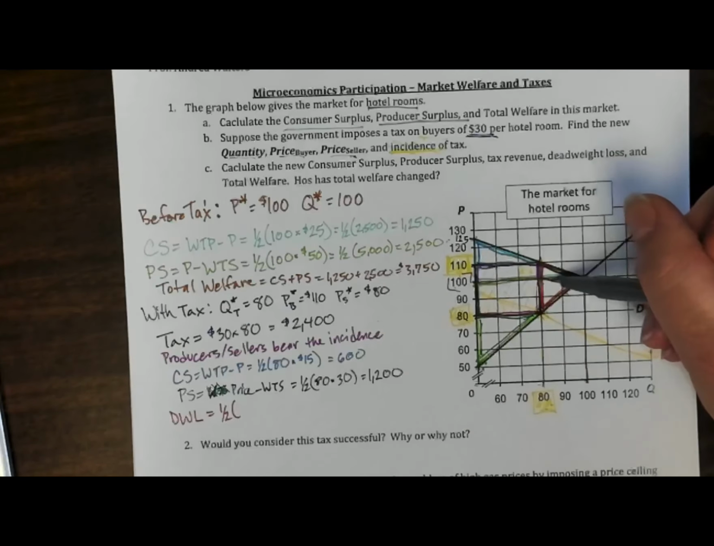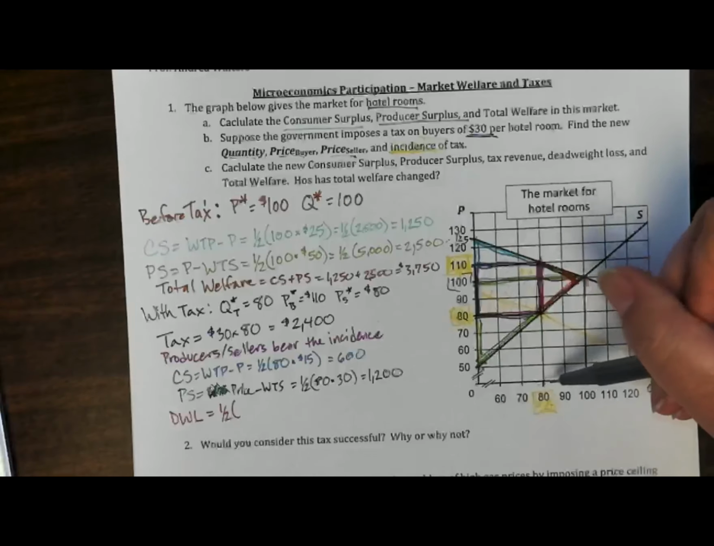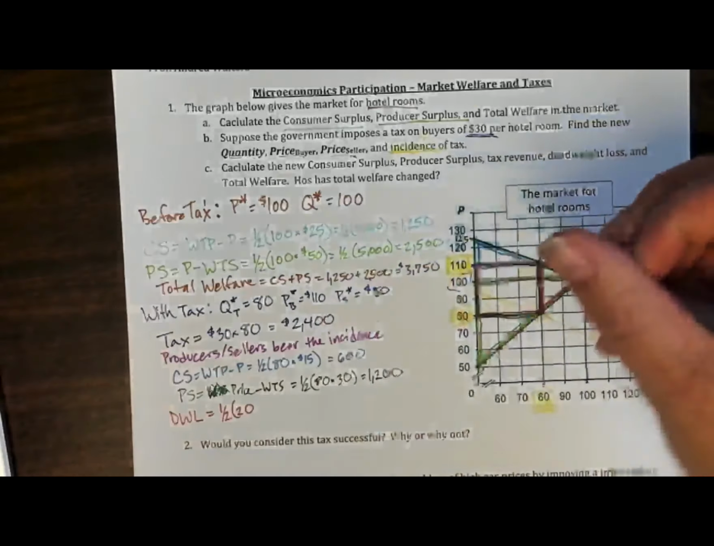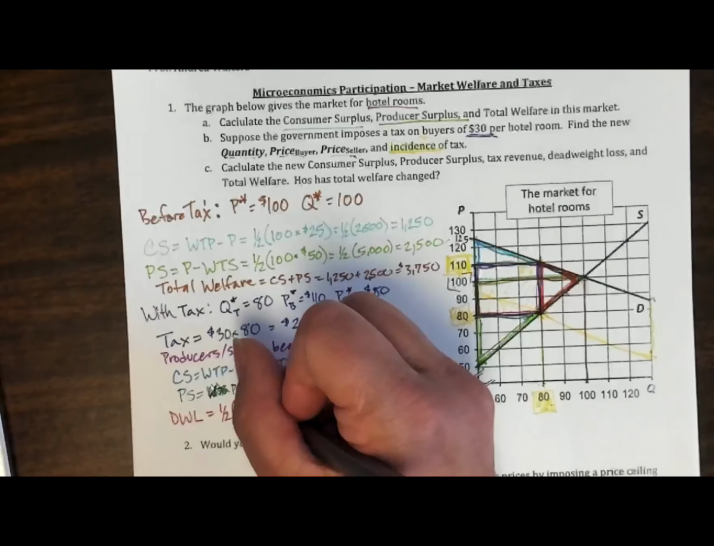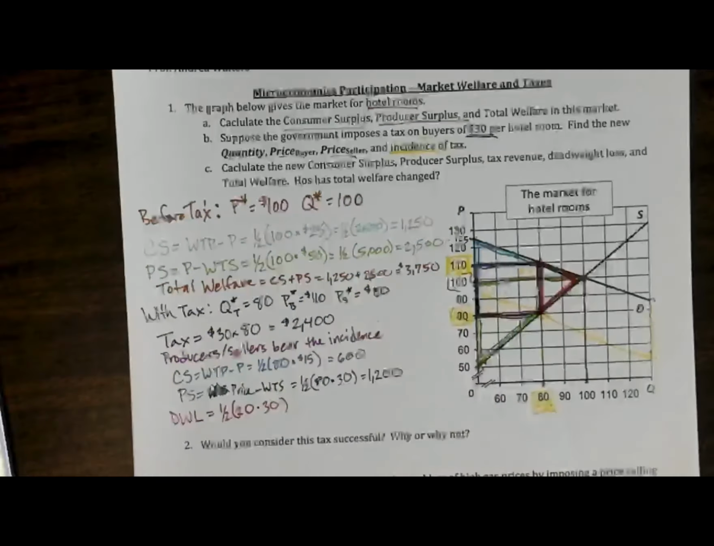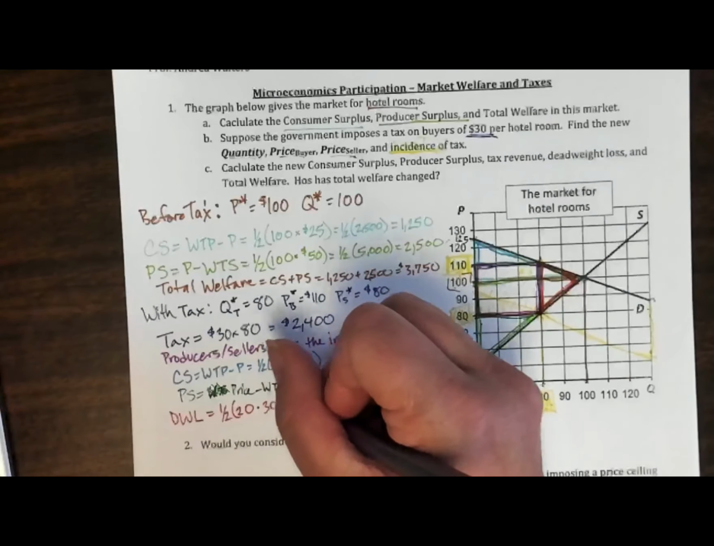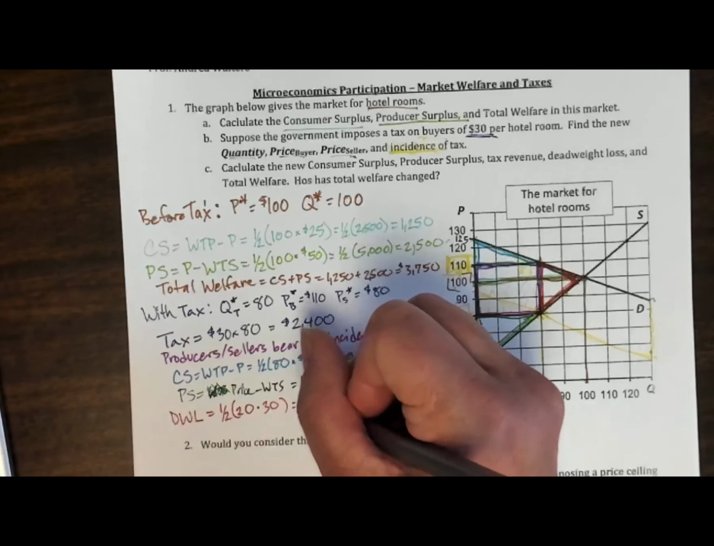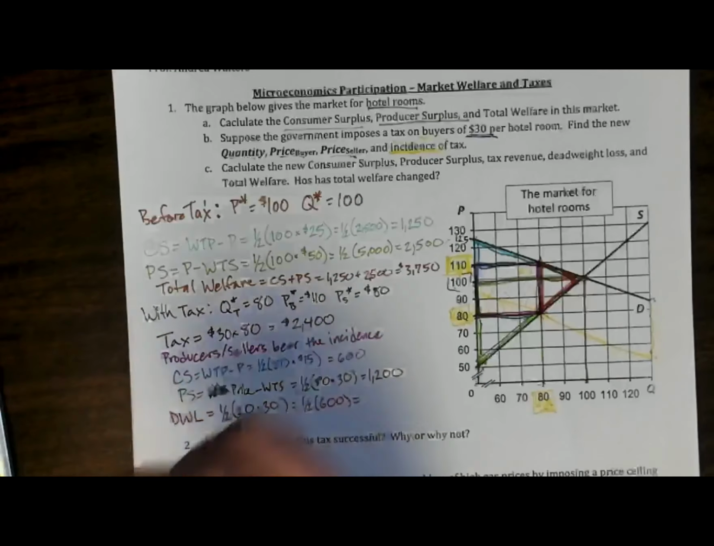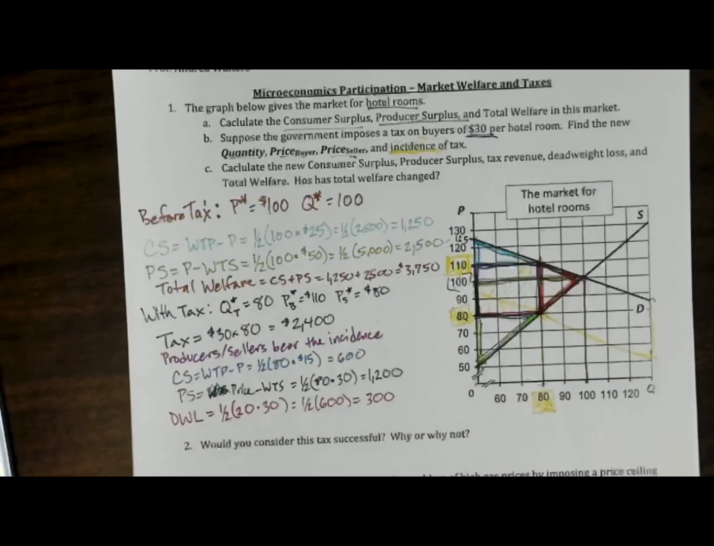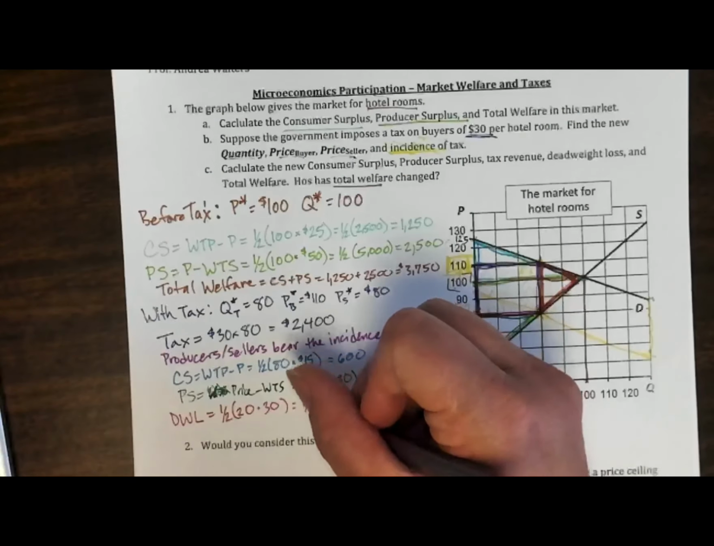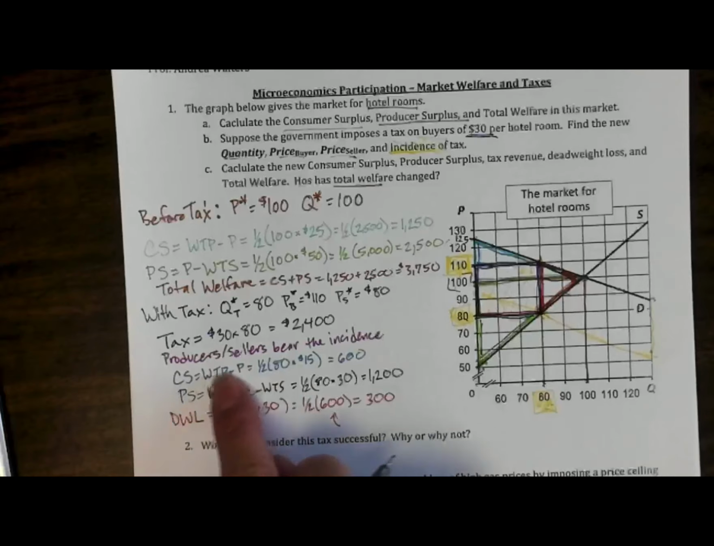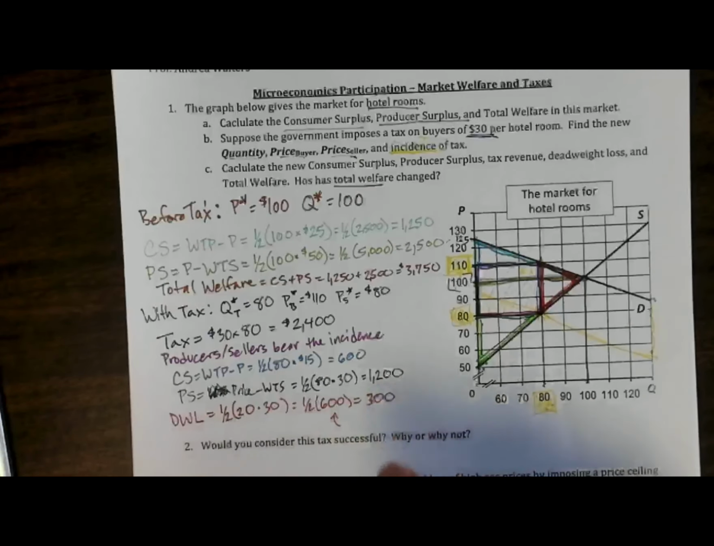So the height of the triangle is going to be from 80 to 100, so that's 20 hotel rooms. And the base of the triangle is the size of the tax, from $80 to $110, or $30. 1/2 of 30 times 20 is going to give us a total deadweight loss of $300. And when we calculate total welfare, we want to include the tax revenue, include consumer surplus, include producer surplus. Those all go somewhere. They all benefit someone.